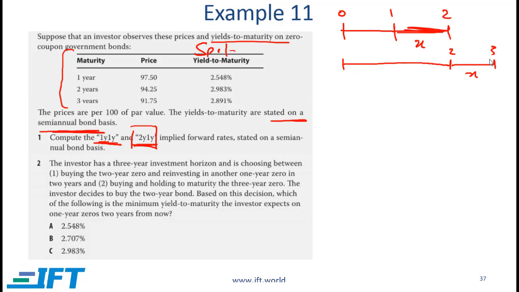So if we are working on a semi-annual basis, 2 years means how many periods? It means 4 periods, because every year has 2 periods. What about for 6 years? How many periods? 6. So how do we come up with this rate X? Let's say X is the rate for this period, a 1 year loan at the end of 2 years. We are given the 3 year rate, 2.891, and we are given the 2 year rate. So both these numbers are going to be used.